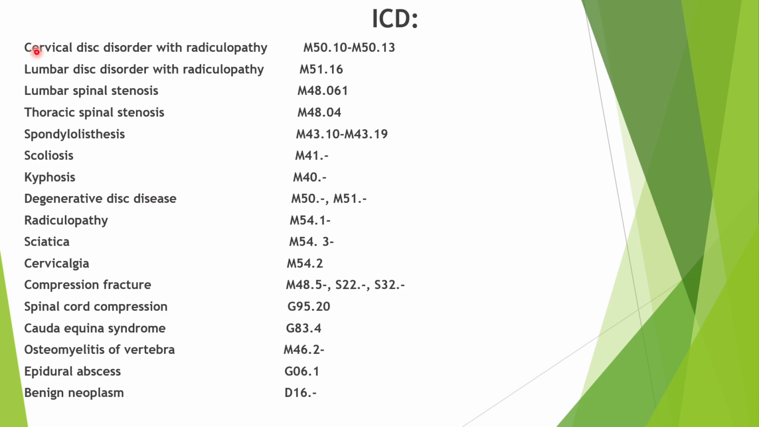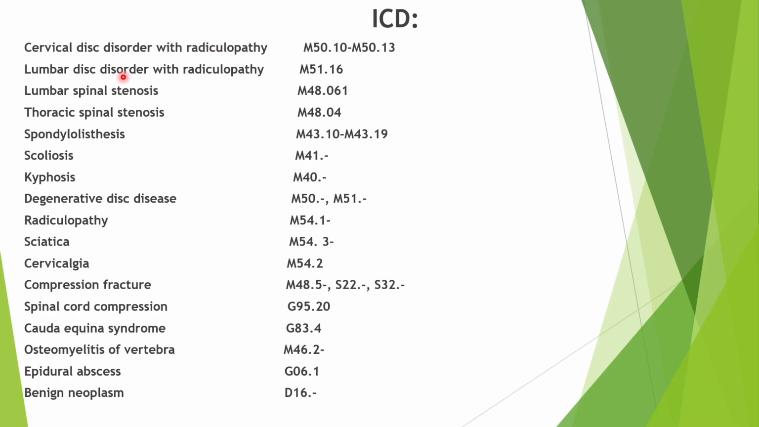Okay. So the cervical disc disorder with radiculopathy. So what is this? A damaged or herniated disc in the neck region, the cervical neck. Here the spine compresses the spinal nerves and it will cause nerve pain, shoulder pain, or numbness, tingling, or weakness. Okay, so these are the diagnoses.